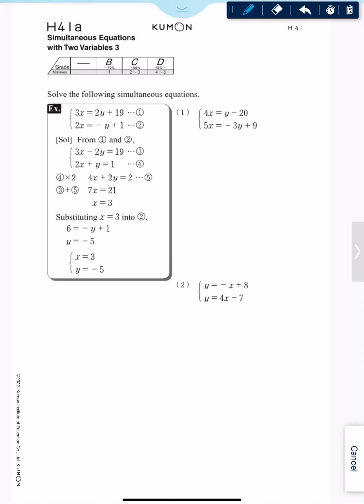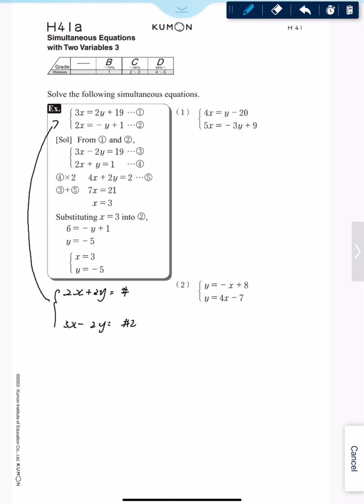Okay, so in this page over here, we're going to talk about simultaneous linear equations with two variables, number 3. All right, let's take a look at the example first, and let's see what we can see from this. So first of all, our structure before looks like this. We always have the x and y's equal to a number, and then let's say 3x minus 2y equal to another number, right?